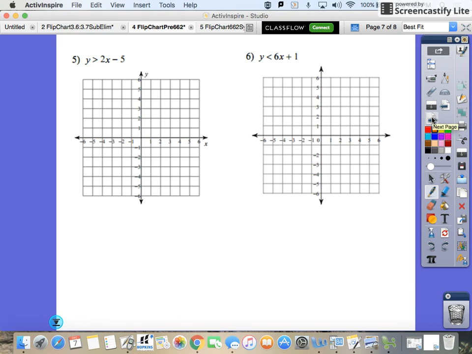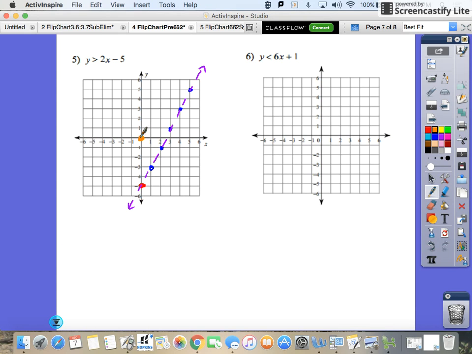All right, first step, put in our y-intercept, which is -5. Our slope is 2, so we're going to rise 2, run 1, rise 2, run 1, rise 2, run 1, rise 2, run 1, rise 2, run 1. Next, solid or dotted. Because it doesn't have an equal sign, we need to do a dotted line. That means we cannot include those points.